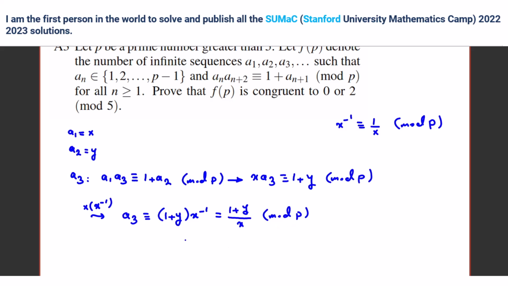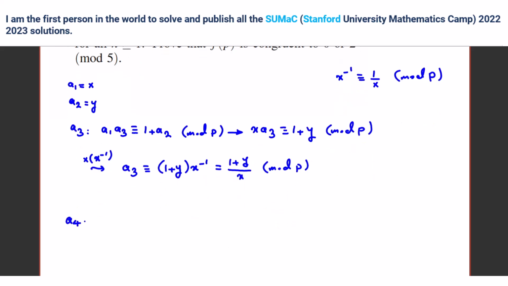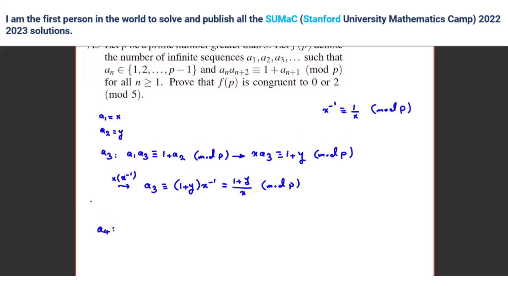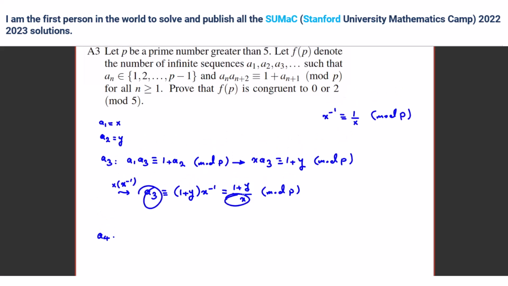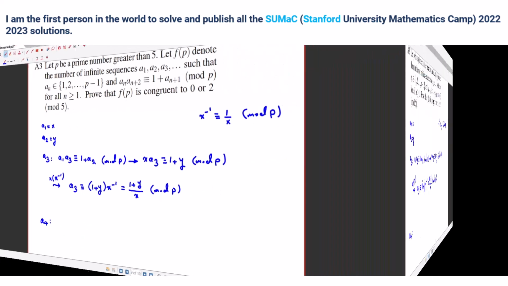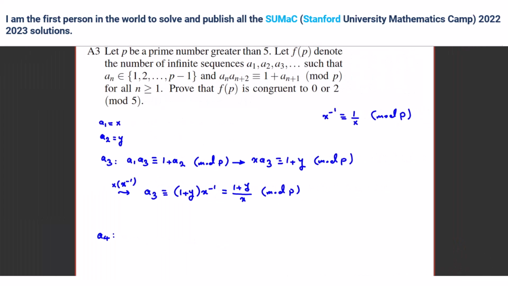Now, by this definition, let's calculate A4. Calculate A4 in terms of x, y. So A3 is 1 plus y over x. Calculate A4. 1 plus y plus x over xy. 1 plus y plus x over xy, you said? Okay, so if you can say A4 is 1 plus A3 over A2, right? Which is 1 plus y over x over y, which is x plus 1 plus y over xy, right?